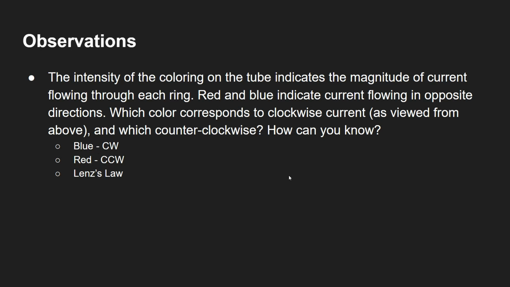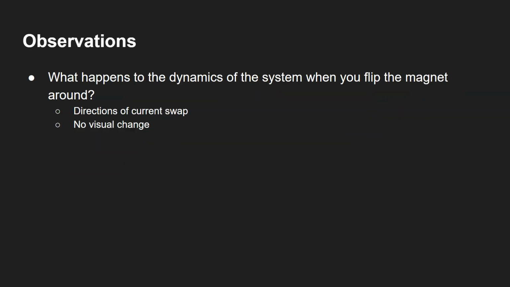The intensity of the coloring on the tube indicates the magnitude of current flowing through each ring. This can't be seen in this video, but you can check the description and run the GlowScript code to see this. Blue is clockwise and red is counterclockwise, and we know this from Lenz's law. Now, what happens to the dynamics of the system when you flip the magnet?